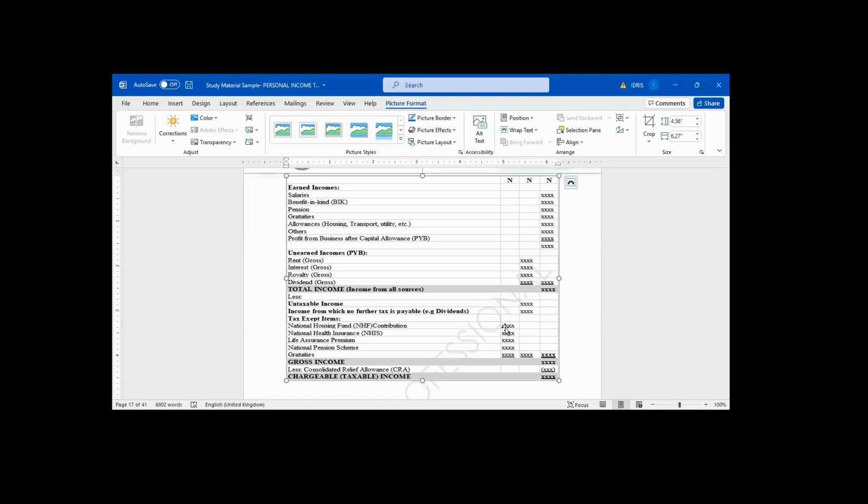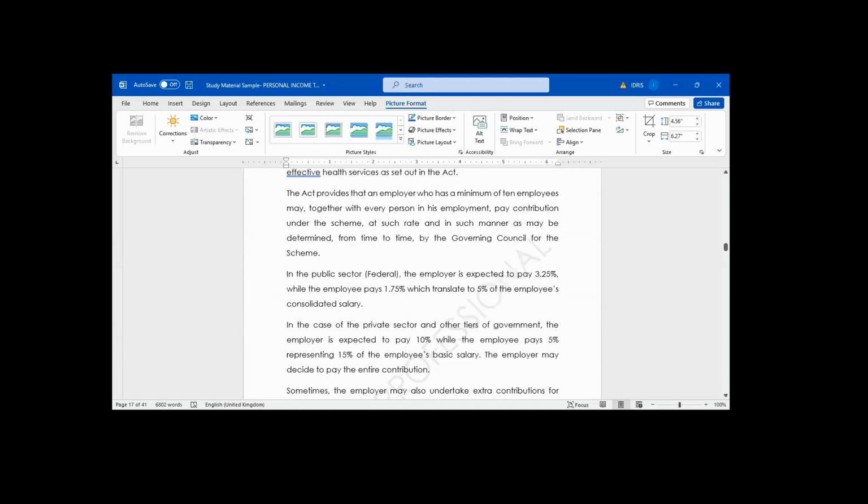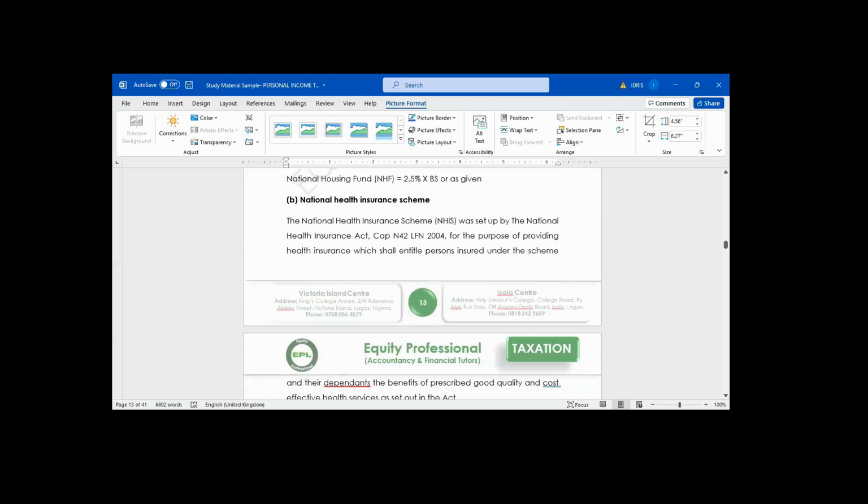And what is the contribution rate for National Housing Fund? The contribution for National Housing Fund is 2.5% of your basic salary. That means your employer is mandated to deduct 2.5% of your basic salary as your National Housing Fund contribution. This is deducted on every employee's salary.